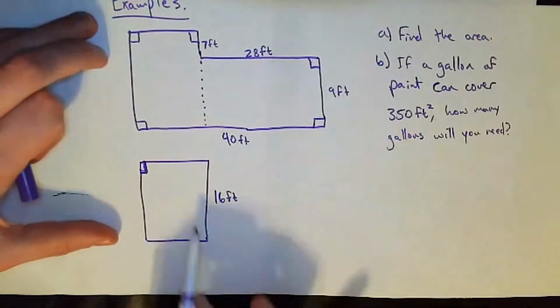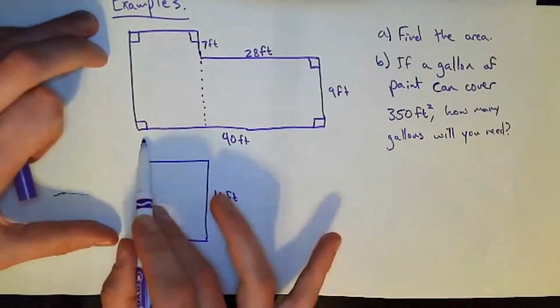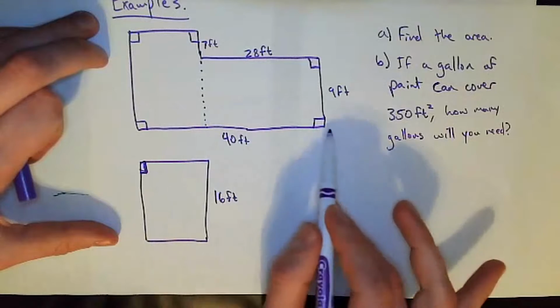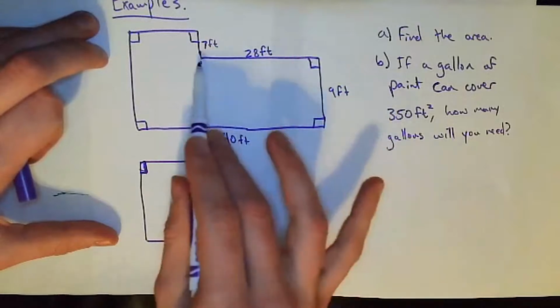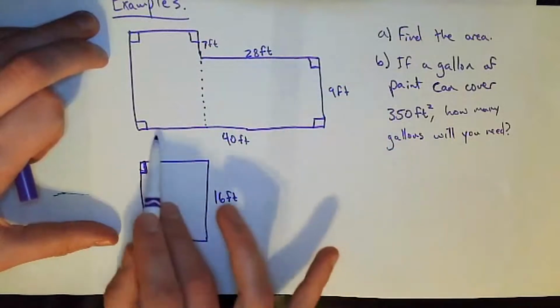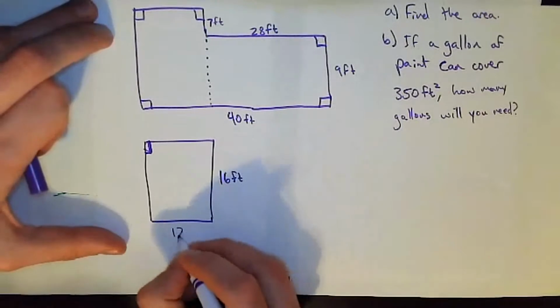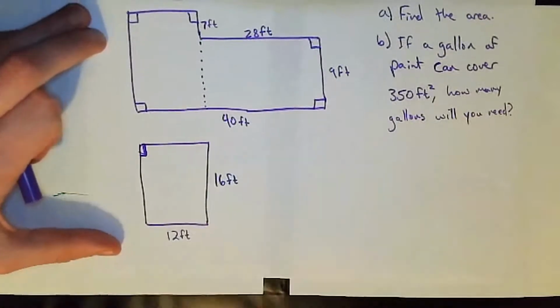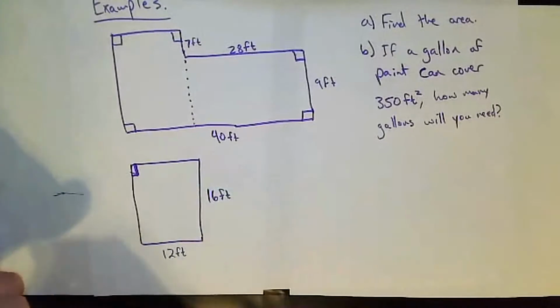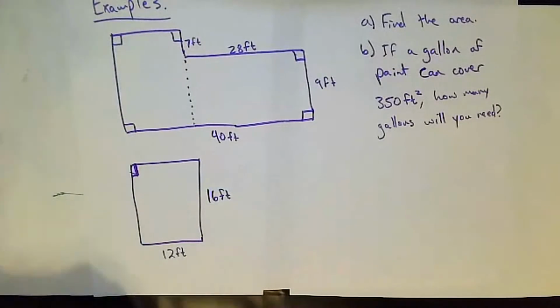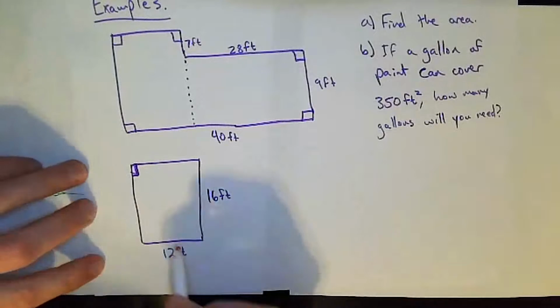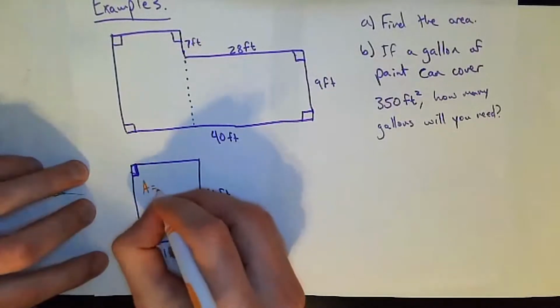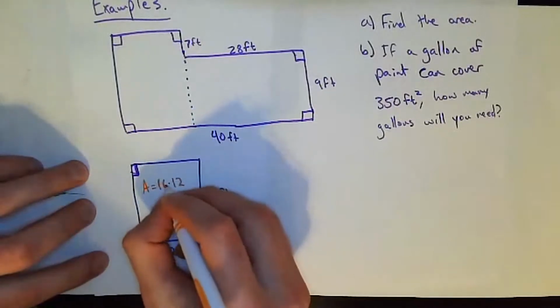This side down here, well, all the way across is 40, but from here to here is 28, right? So what must this piece be? It must be 12. Cool, so now I can find the area of this. Area of this is going to be 16 times 12.